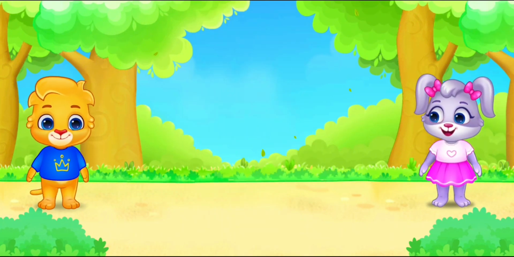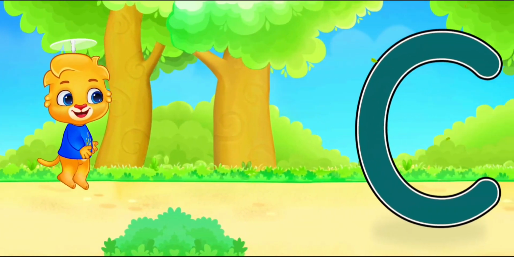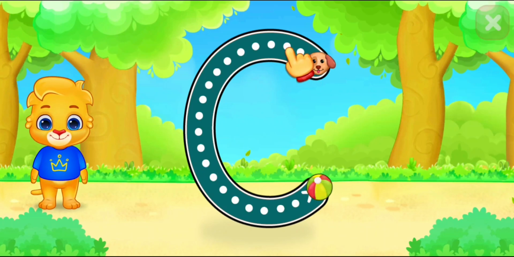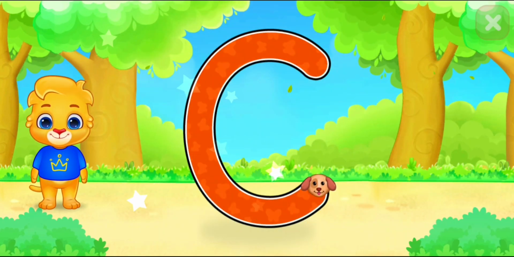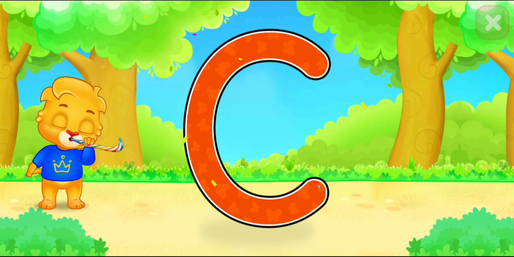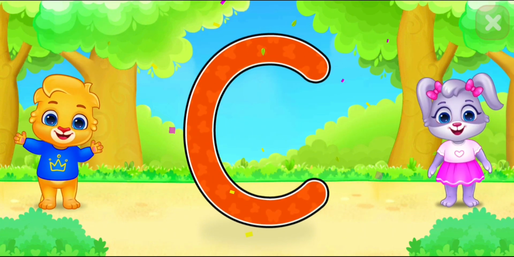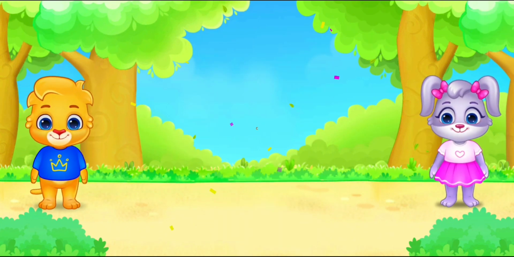Now towards our third letter, that is C. Dog will move towards the ball. Wow. We draw our letter C. Next we move towards the next letter.